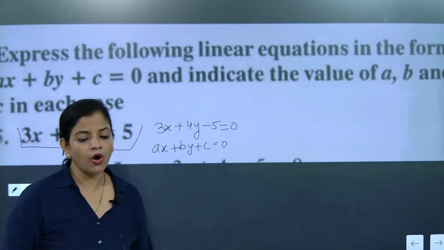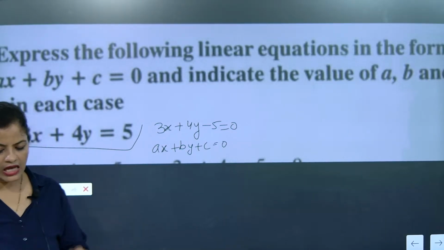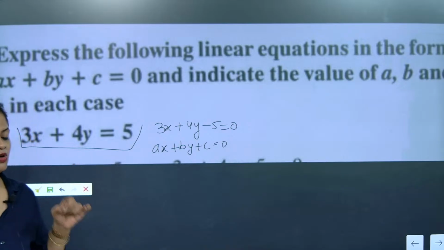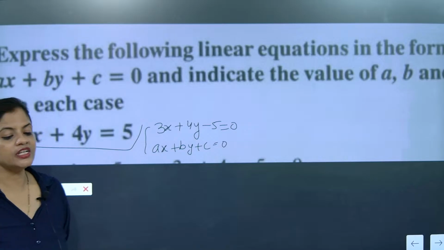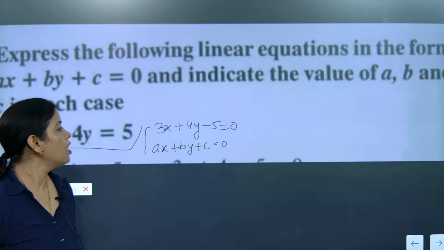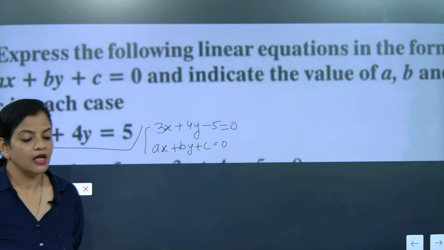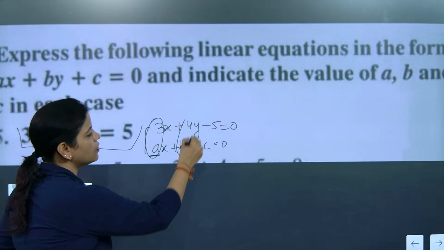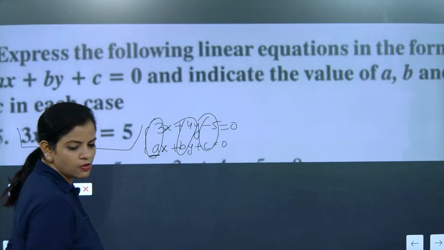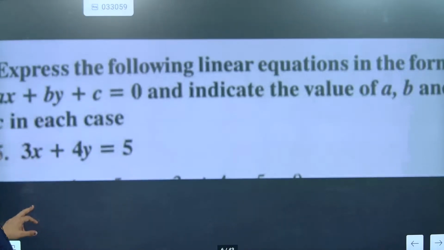If somebody asks you this question, what is the value of a? Compare these two and tell me the value of a. Then what is the value of a, beta? 3. Very good. What is the value of b? 4. What is the constant here? Minus 5. Yes. So we will equate and say a is equal to 3, b is equal to 4, and c is equal to minus 5. Okay, I'll just put it down so that you can see.